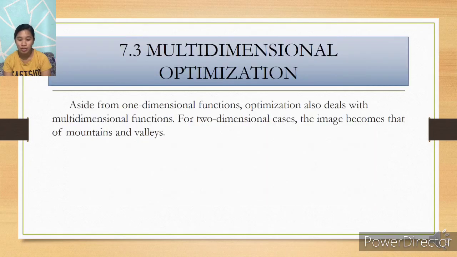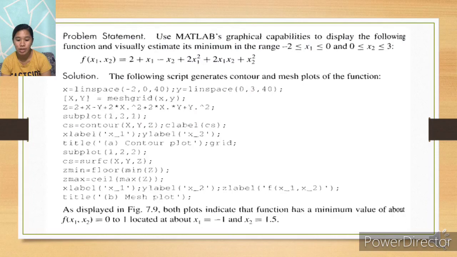Next, we have multidimensional optimization. Aside from one-dimensional functions, optimization also deals with multidimensional functions. Our visual image of one-dimensional search was like a roller coaster. For two-dimensional cases, the image becomes that of mountains and valleys. As in the following example, MATLAB graphic capabilities provide a handy means to visualize such functions.